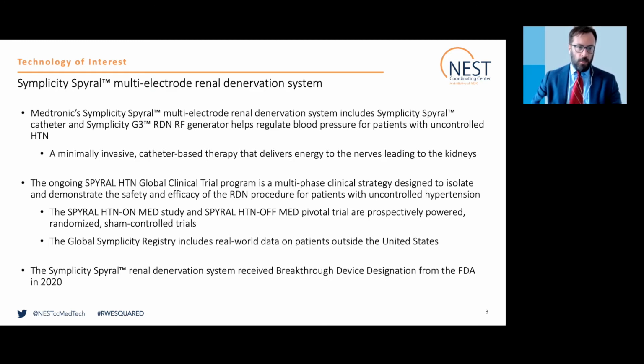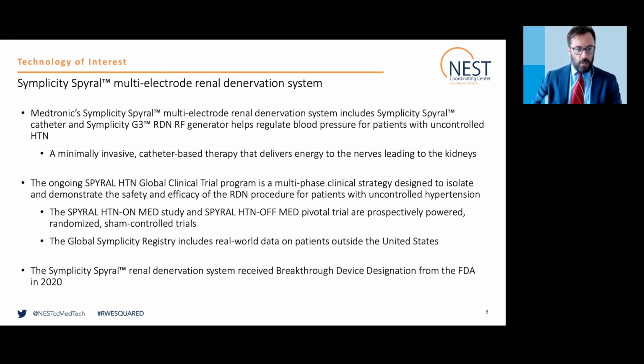There's multiple ongoing clinical trials currently. There's a multi-phase clinical strategy designed to isolate and demonstrate the safety and effectiveness of this procedure for patients with uncontrolled hypertension. Two trials in particular, the Spiral on-med and Spiral off-med pivotal trials, are prospectively powered, randomized sham-controlled trials. There's also a Simplicity registry collecting real-world data on patients outside the United States.